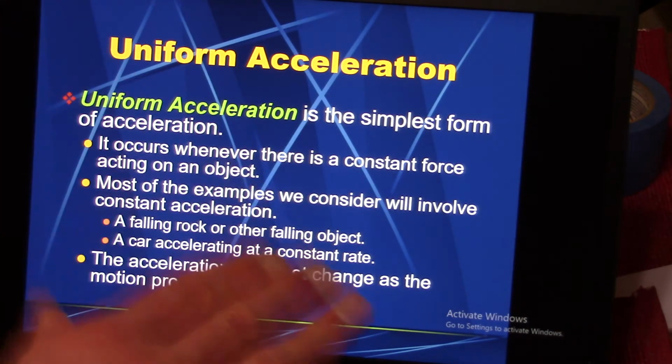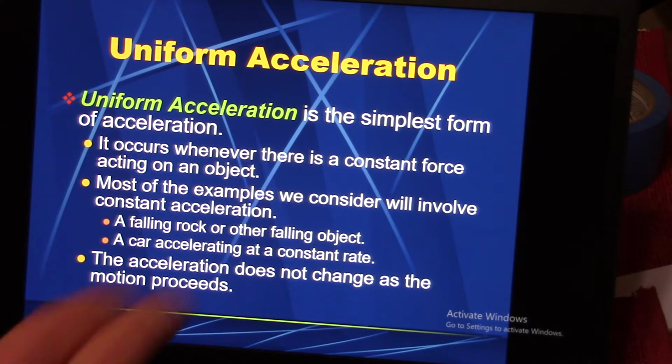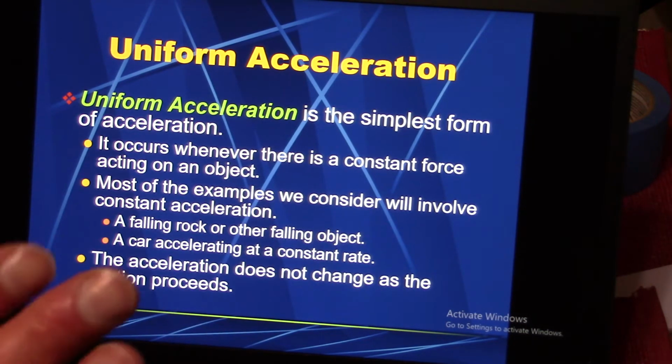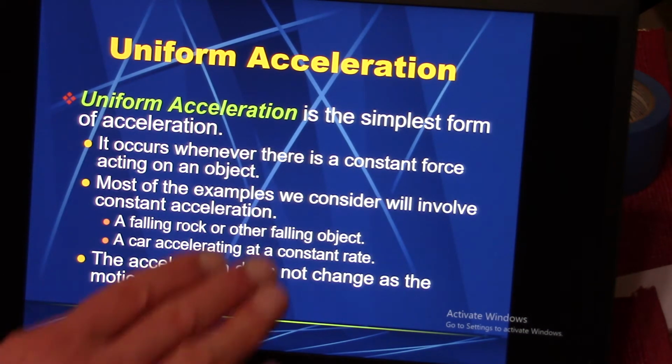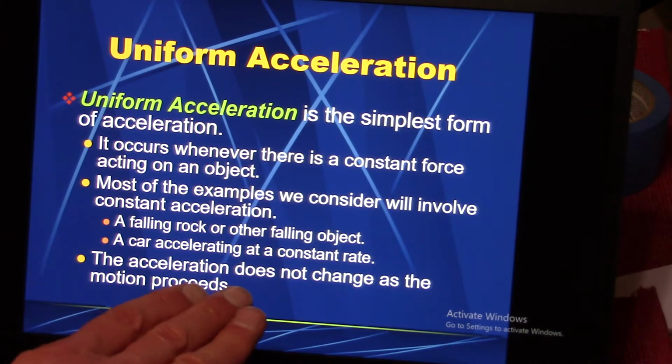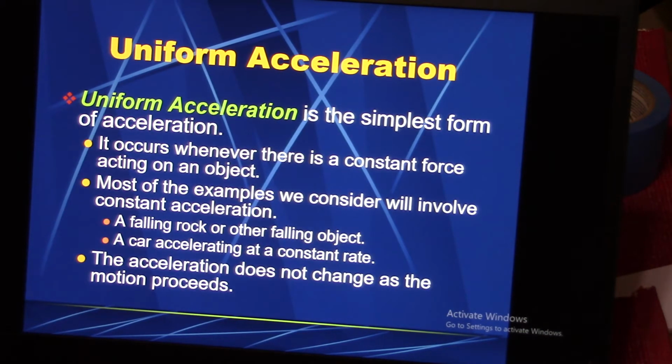So the acceleration does not change. Your velocity is changing, but the acceleration doesn't change. It's a uniform acceleration.